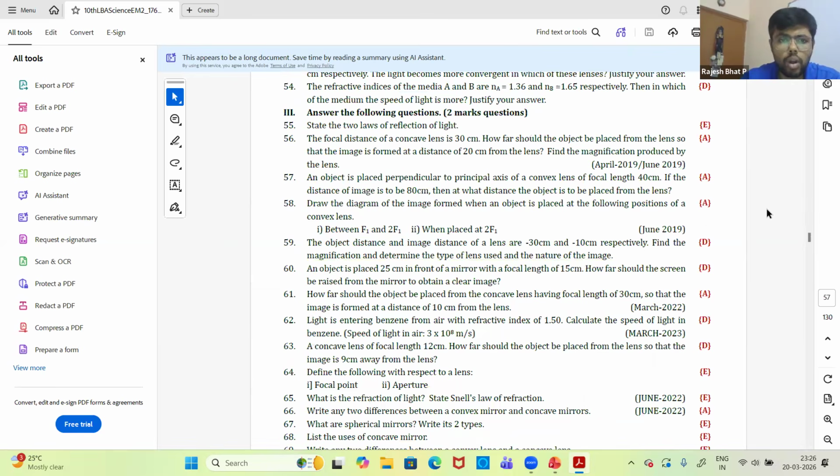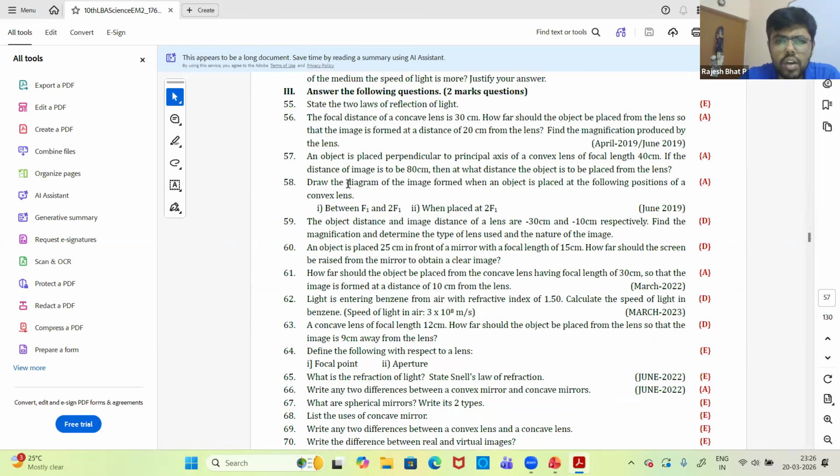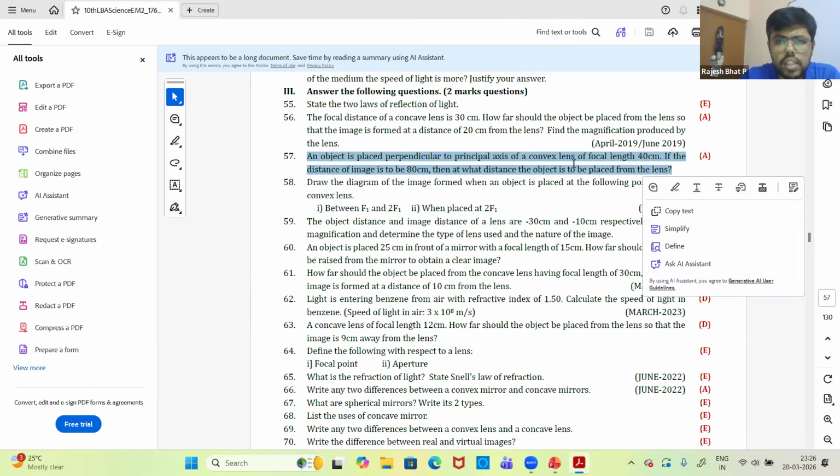So let us take one problem quickly. I'll just copy this. I'll take one convex lens.